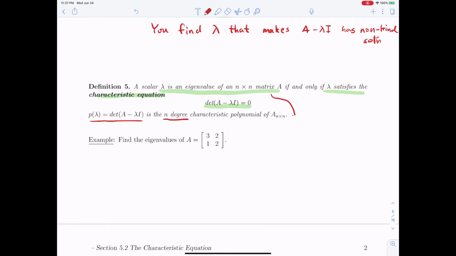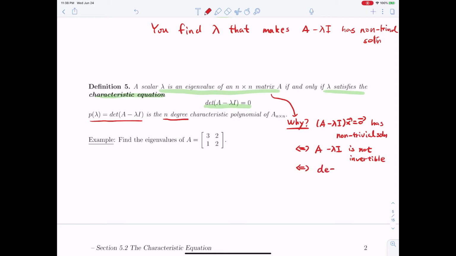The reason why we have this if and only if condition is that if A minus lambda I times X equals 0 has a non-trivial solution, this is equivalent to A minus lambda I not being invertible. In other words, this is equivalent to the determinant of A minus lambda I equals 0. Okay, so let's pause the video and try to find the eigenvalues of A using the method given above.